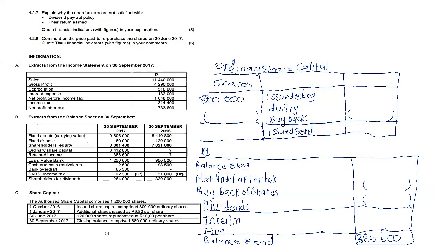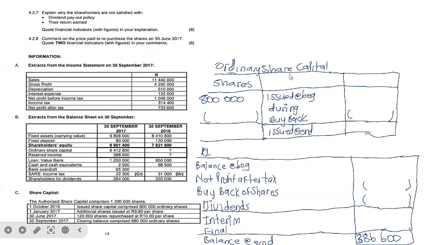So now required, we have our ordinary share capital, which is note number 7. We also have note number 8 by the name of retained income. So given information here, information C, we have the share capital.